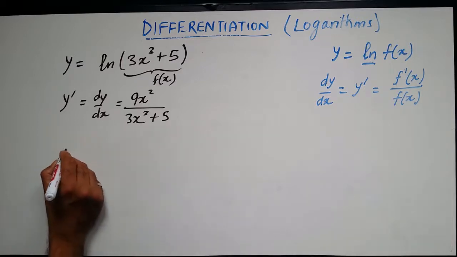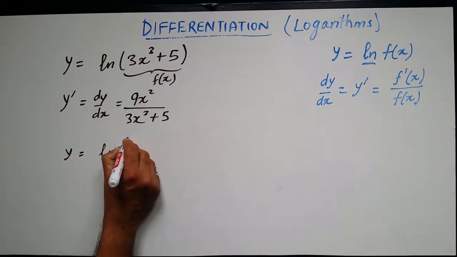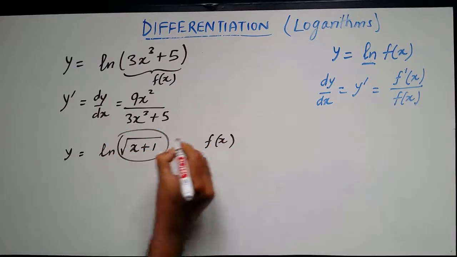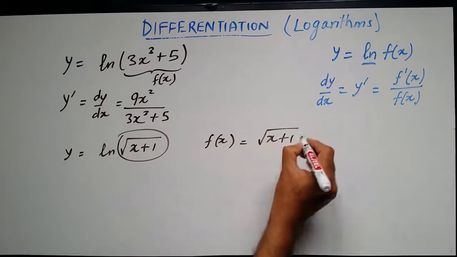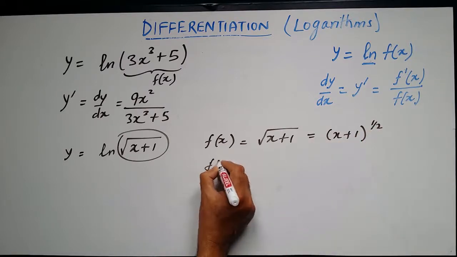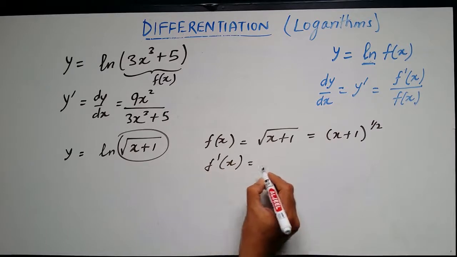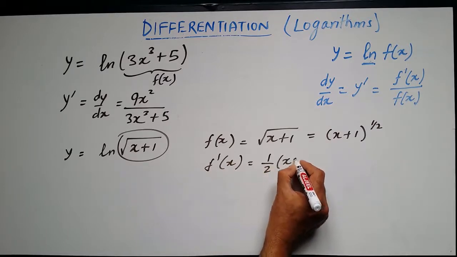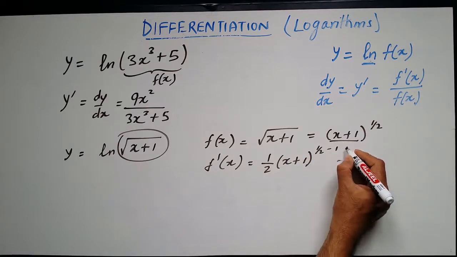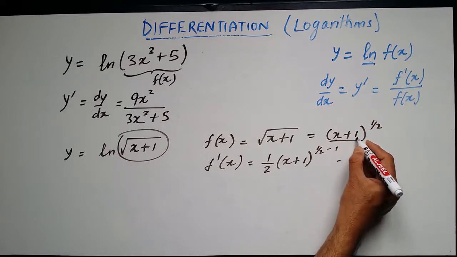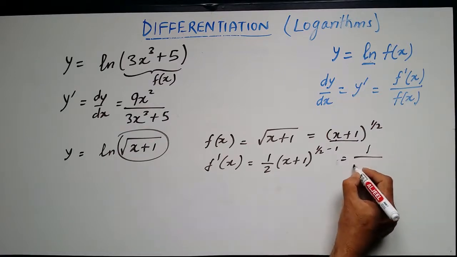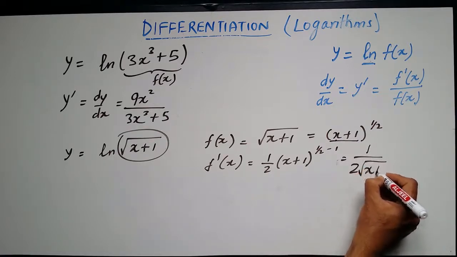Let's take another example. Let's say y is equal to ln of the square root of x plus 1. So here the function is root of x plus 1, or x plus 1 to the power half. What is the derivative of that function? It is half of x plus 1 to the power half minus 1, into the derivative of x plus 1. The derivative of x is 1, and the derivative of 1 is 0, so it is multiplied by 1. So the answer is 1 upon 2 square root of x plus 1.